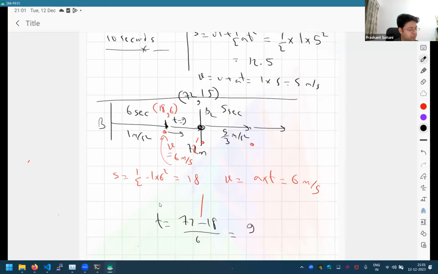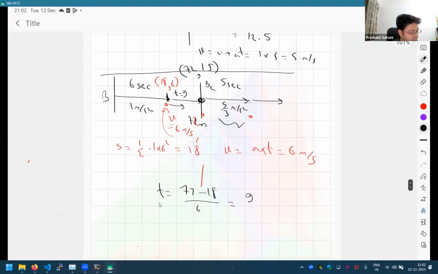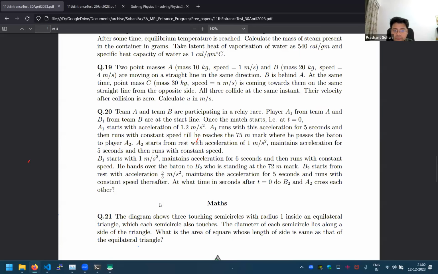And so at this point, B2 starts to travel. B2 again, we know the acceleration, we know the time. So the first lap of B2 is going to take how much distance? So S is going to be ut plus half at square. So half into 5 by 3 into 5 square. Is that? Yes, okay.